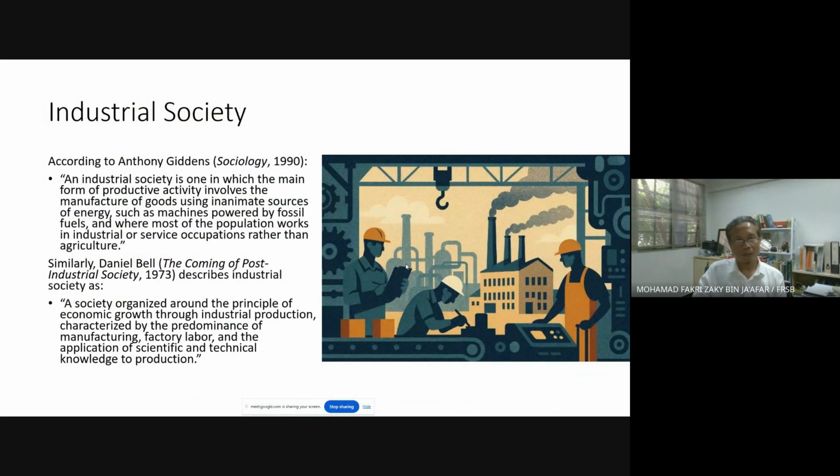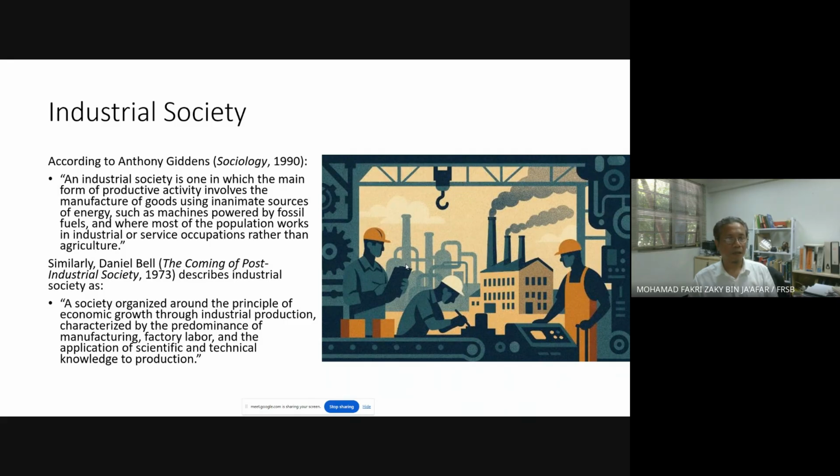So what is an industrial society? There are quite a number of definitions, but they don't differ much from one another. For example, Giddens was saying an industrial society is one in which the main form of productive activity involves the manufacture of goods using inanimate raw sources of energy, such as machines powered by fossil fuels, and where most of the population works in industrial or service occupations rather than agriculture. So one of the keywords here is inanimate sources of energy. This can be fossil fuels, can be renewable energy whatsoever, but it powers machines. So you are not using human power anymore.